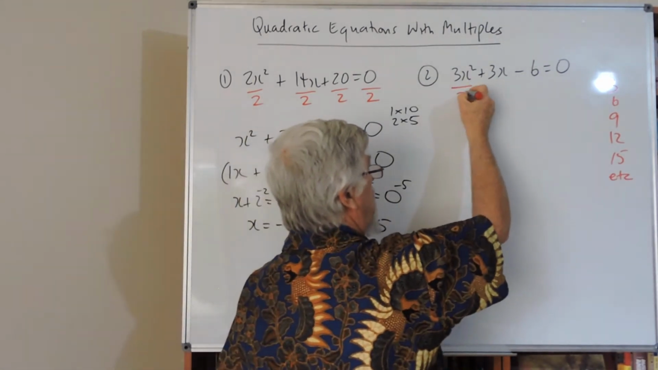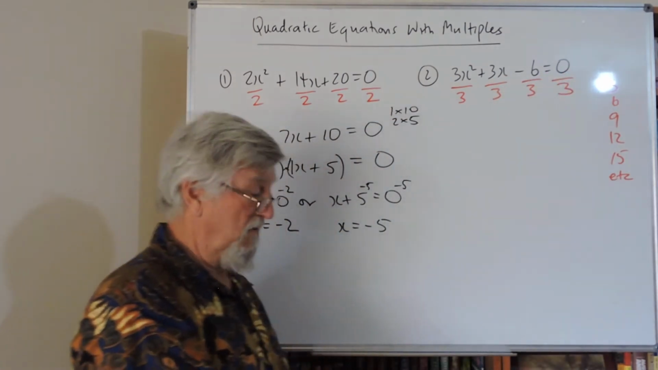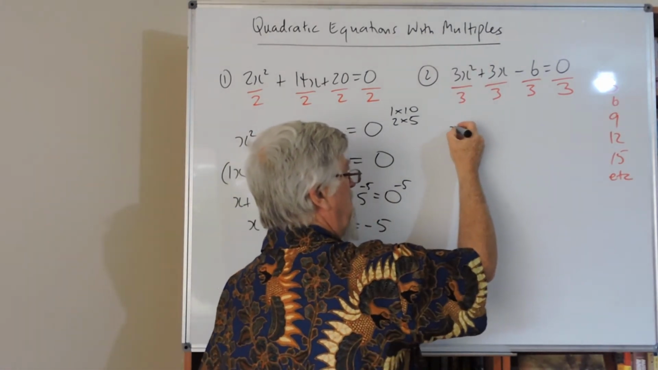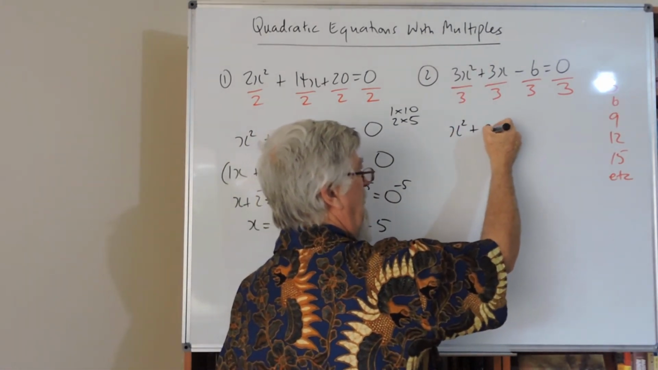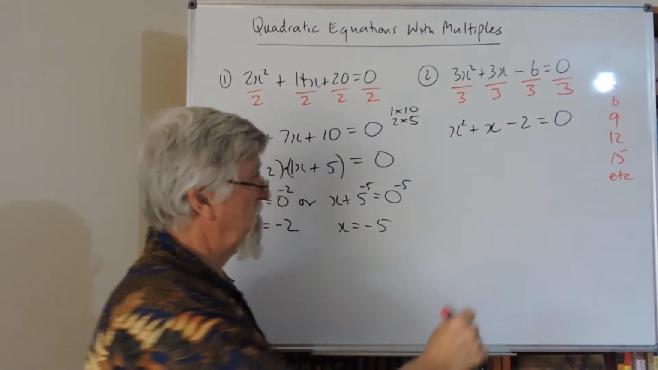So if I divide this one by 3, that one by 3, it just adds that extra element to questions, even for year 11 and 12. So that becomes a 1x squared, that becomes a 1x, and that becomes a minus 2. Now back to this here.